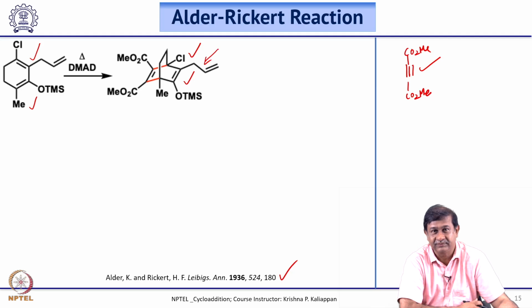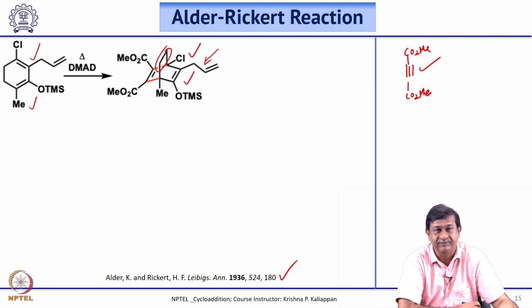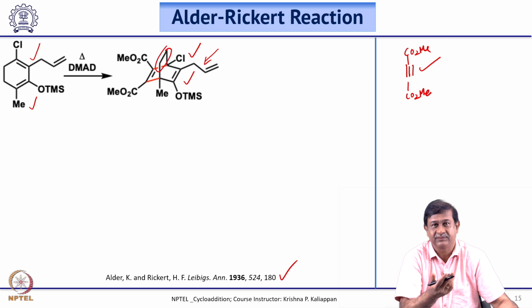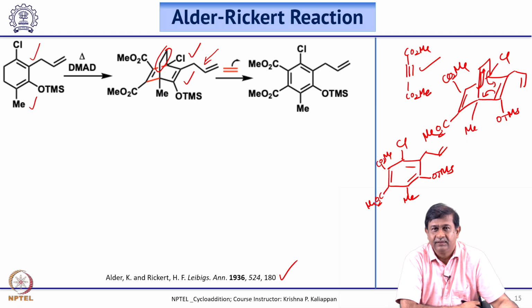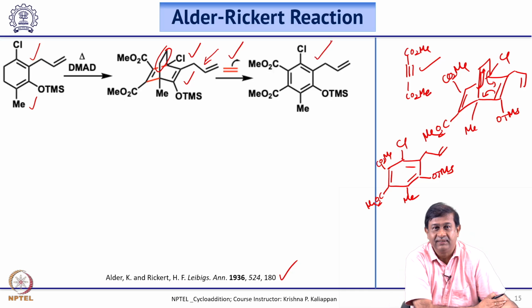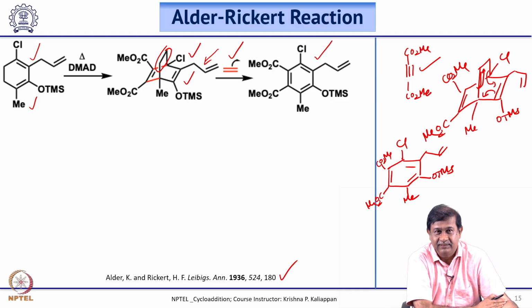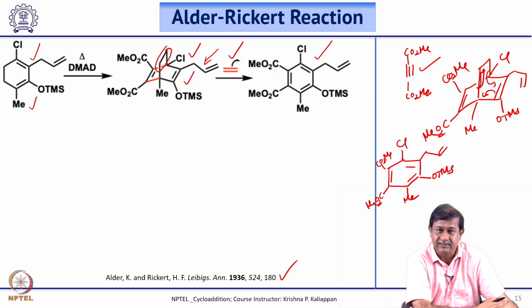the aromatic compound. The only fragment, if it goes out, will give an aromatic compound is the top fragment. The top fragment, if it undergoes retro Diels-Alder reaction, will give an aromatic compound. So, the driving force for the Alder Rickert reaction to take place is the loss of ethylene as well as the formation of this highly substituted aromatic compound. So, this is called the Alder Rickert reaction. This is also like a retro Diels-Alder reaction where a stable ethylene molecule comes out.